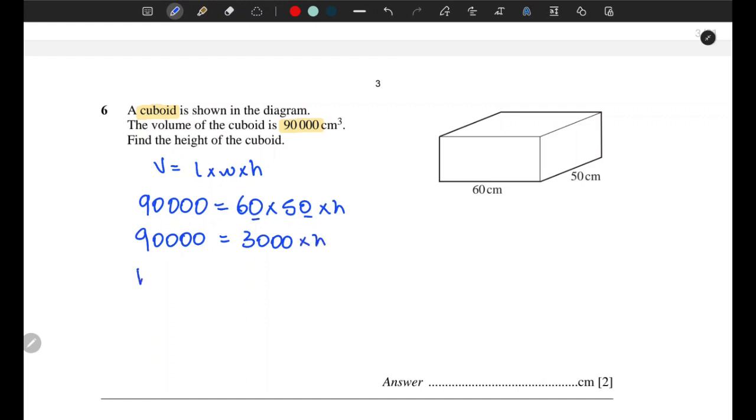Into h, and then h is equal to 90,000 over 3000. Cancel some stuff, 3 zeros ye cut jate hain, this becomes 1, this becomes 30, so h is equal to 30, which is our final answer.